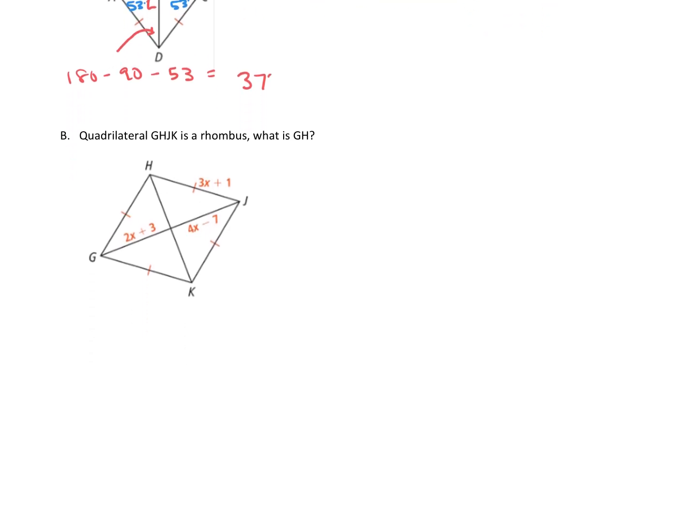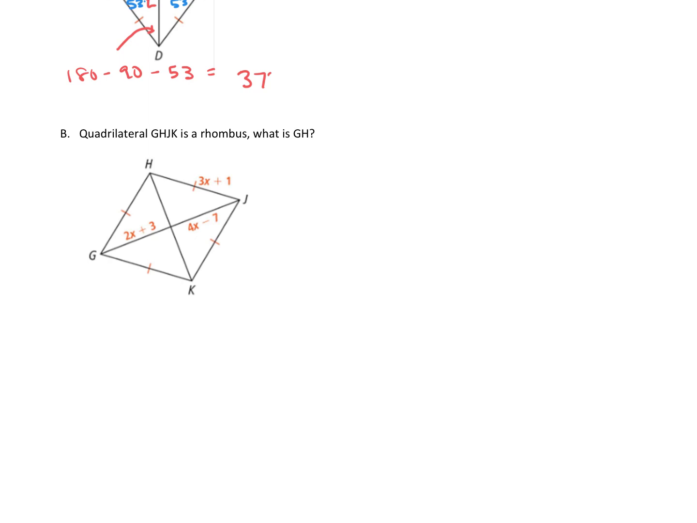All right, part B, quadrilateral GHJK is a rhombus. So again, we know we're dealing with a rhombus. What is segment GH? So GH is right here. Well, we know that all four sides are congruent in a rhombus. We know that this side, HJ, is 3x plus 1. So if we can figure out the value of x, we can plug it in here, and then we know that GH will have the same measure. So what can we do to write an equation and solve for x?